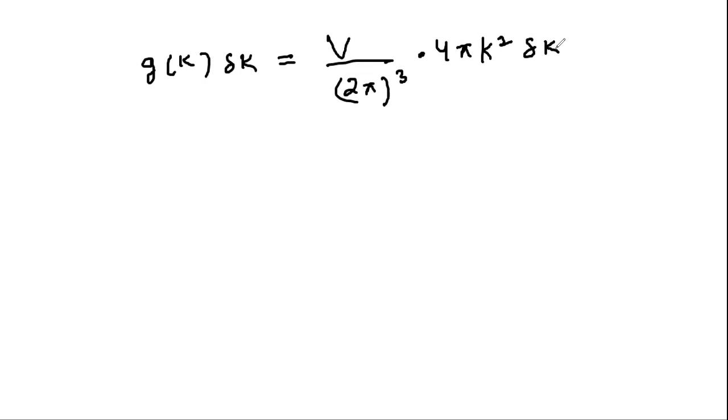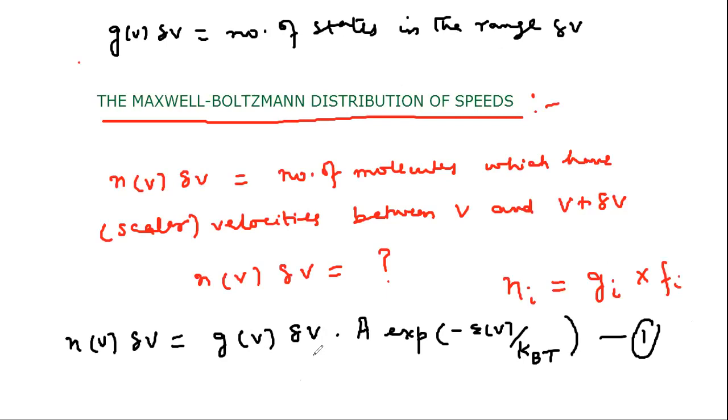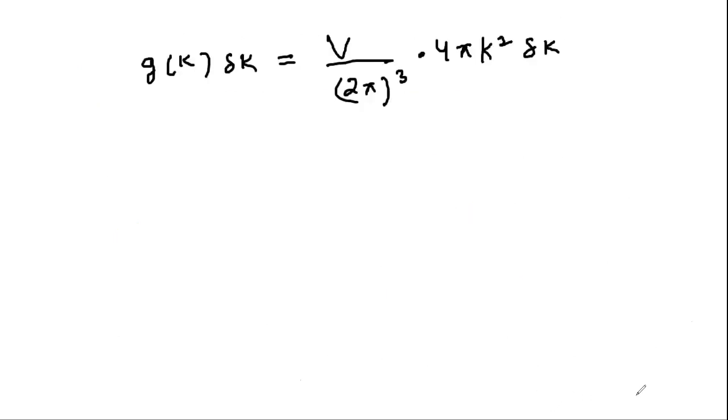So it is given by V over 2 pi q 4 pi k square delta k. But we don't want G of k delta k, we want G of V delta V. So what we do, we have to make the transformation. Let me use another color. We have to take our G of k delta k and convert it into G of V delta V.